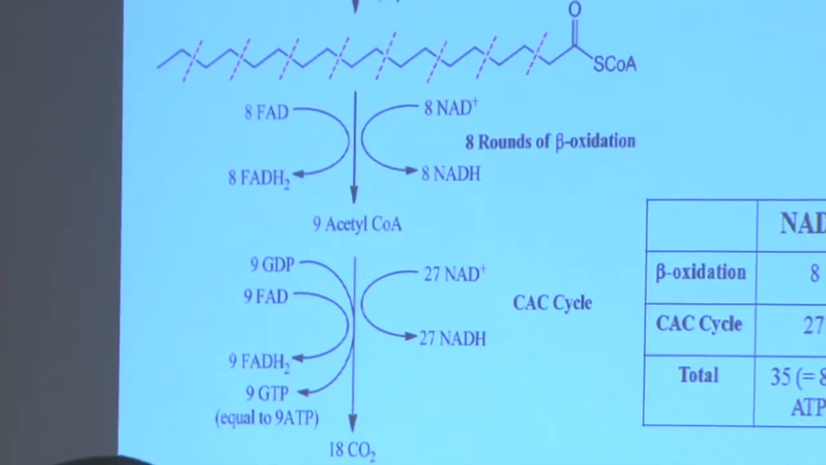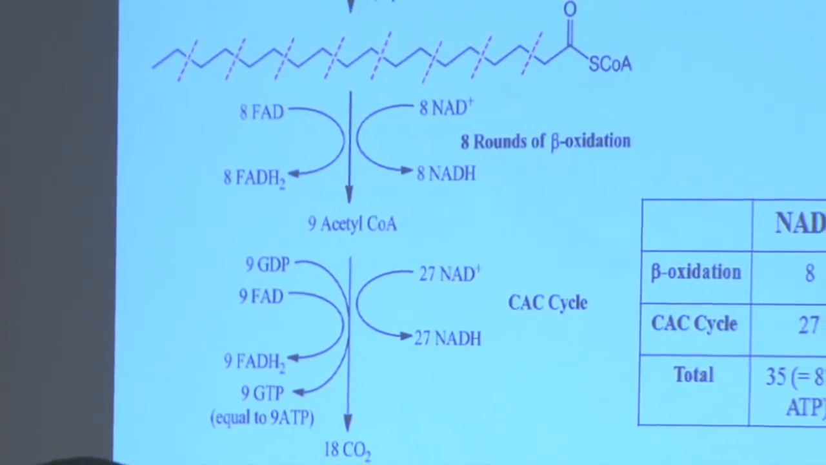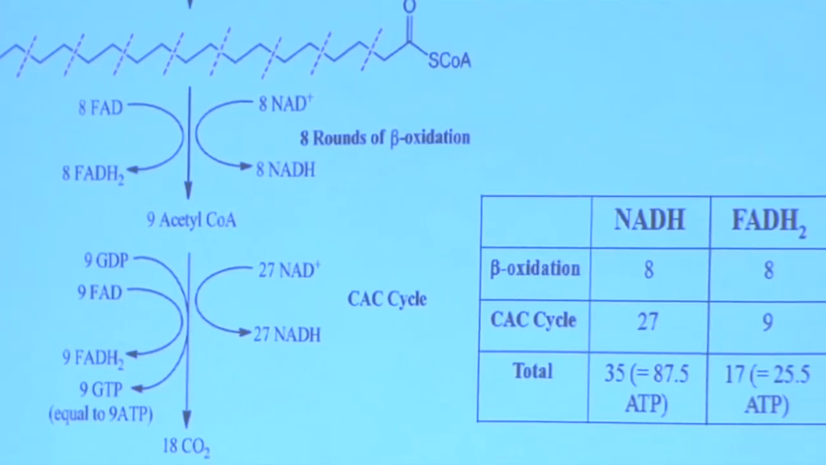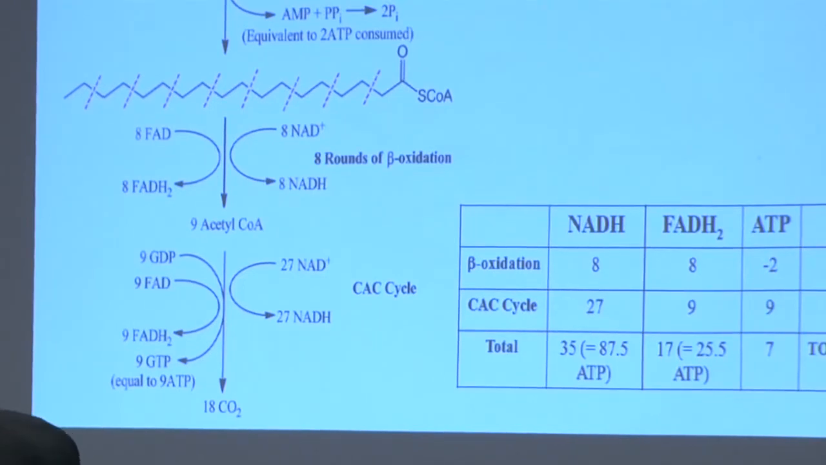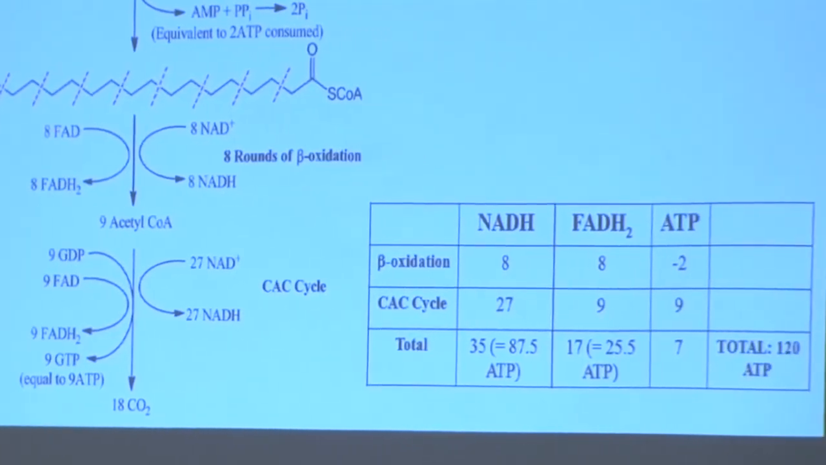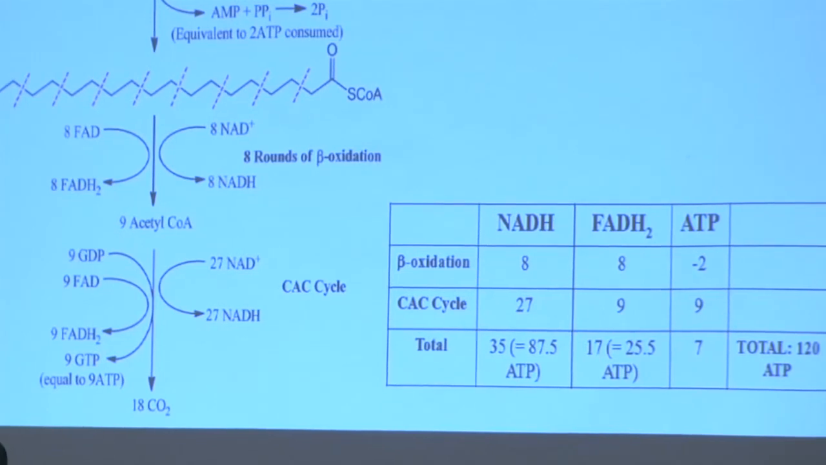Cool. So in this case, if we look from start to finish, let's not forget, what was our upfront energy investment to activate our fatty acid? 2 ATPs. So that's going to cost 2 ATPs up front. The beta oxidation produced, in this case, for an 18 carbon chain, we got to do 8 cuts, 8 rounds of beta oxidation. So that's 8 NADHs and 8 FADH2s. But then the citric acid cycle pays off huge as well. From the citric acid cycle, we're going to get 27 more NADHs, 9 FADH2s and 9 more ATPs.